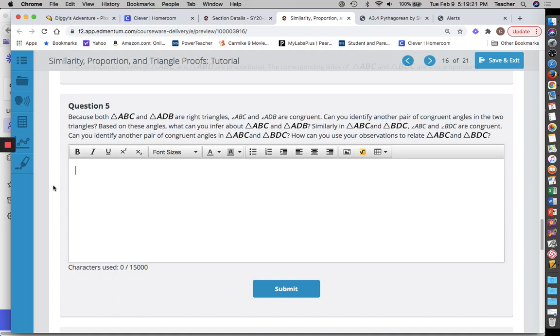Oh my gosh, they're inferring the same thing over and over and over again. Y'all are killing me. All right, fine. So, similar triangles have congruent angles. Let me say that again. Similar triangles have congruent angles. All right, so I'm looking for another pair of congruent angles.